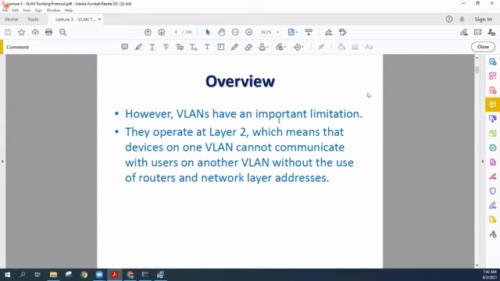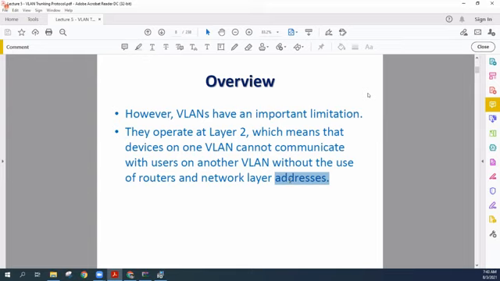VLANs have important limitations. They operate at layer 2, which means that devices on one VLAN cannot communicate with users on another VLAN without the use of routers and network layer addresses. Yeah, it is obvious. That means once we introduce the VLAN, isolated networks are introduced. VLAN 10, 20, 30, isolated virtual local area networks.